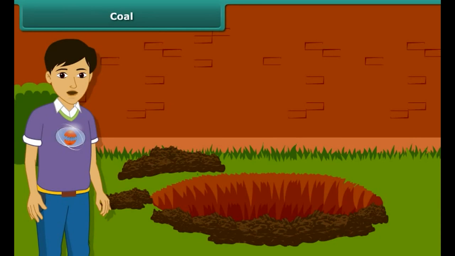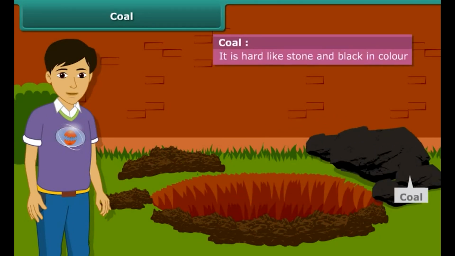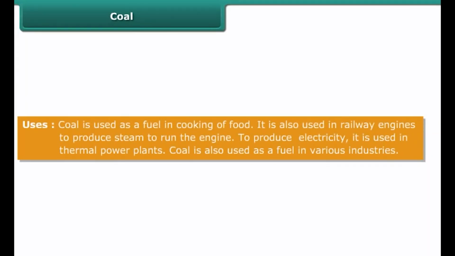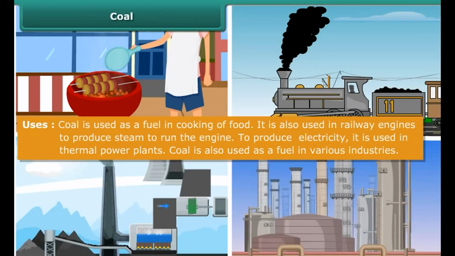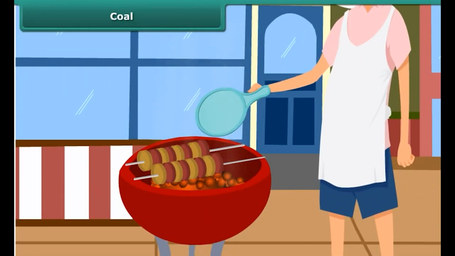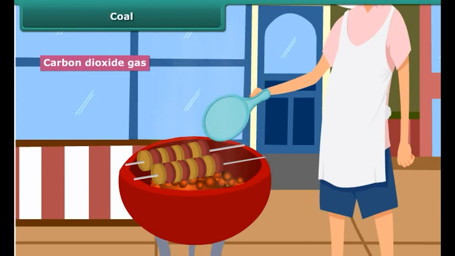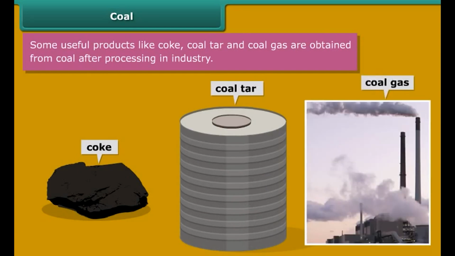Let us start with coal. You may have seen coal in your surroundings. It is hard and black in color. Coal is used for a variety of purposes such as cooking food, running railway engines, thermal plants, and various industries. After heating in air, it starts burning and produces carbon dioxide gas. You will be surprised to know that some useful byproducts of coal like coke, coal tar, and coal gas are obtained directly from coal. Do you know how these byproducts are helpful for us?